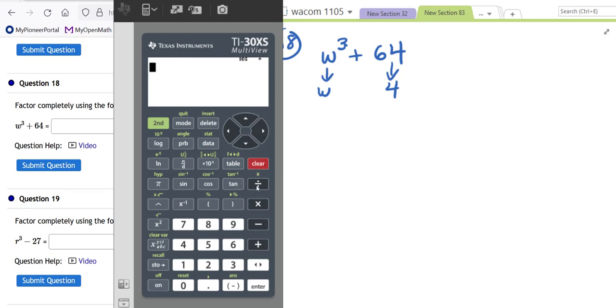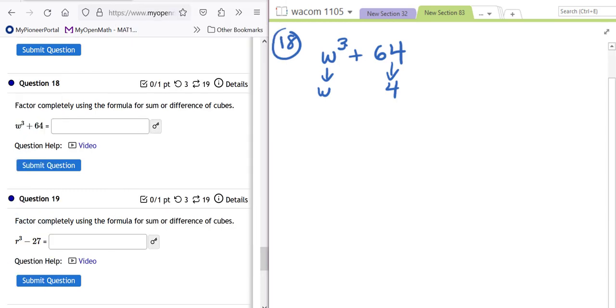So for a cube root, I don't have a cube root button on here. So I have to do a 3, second, and the any root, which is right here. So the 3 is really going into the x. And then put the 64 in. So my cube root is 4. I could get the cube root. If you can get the cube roots, it's going to factor.